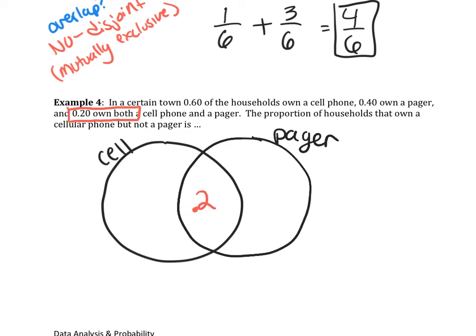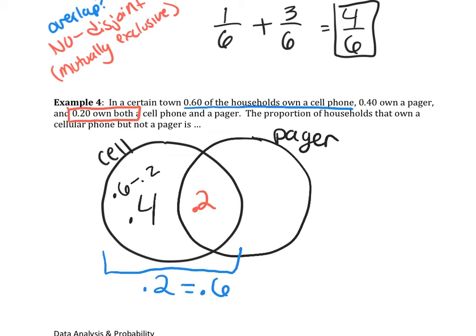Yeah. Thanks. Okay, and then we have, for each individual one, so we have 0.6 own a cell phone, which means this entire circle has to add up to 0.6. That 0.2 is included. So how could we figure out what number goes here? How many just have the cell phone? Yeah, if we know something plus 0.2 has to equal 0.6, if you just subtract 0.2, that'll give you 0.4 have just a cell phone.